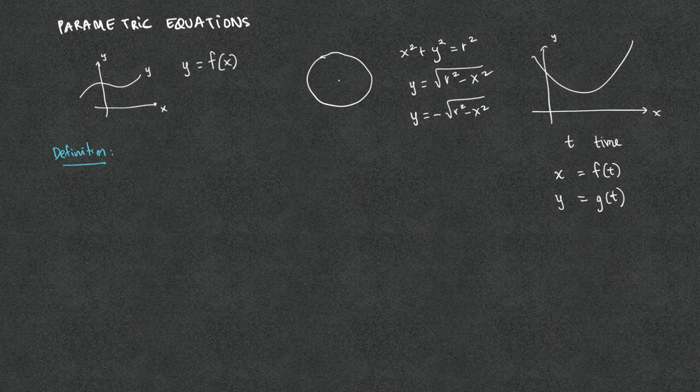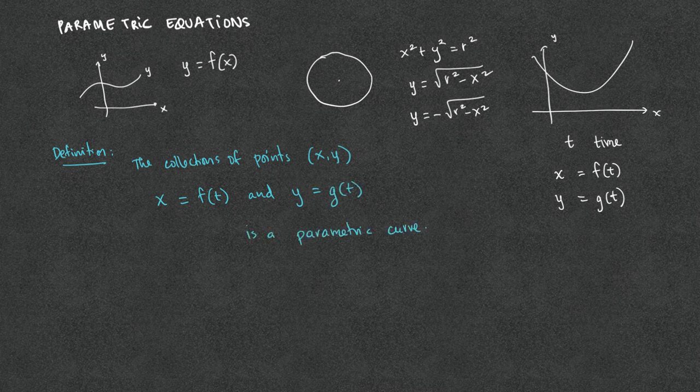The collection of points x, y, where x is defined by a function f of t and y is defined by the function g of t, is called a parametric curve with the parameter t. These equations are called parametric equations for the curve. The set of the values t where these functions are defined is the parameter interval.